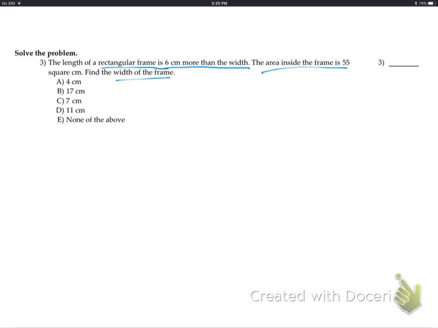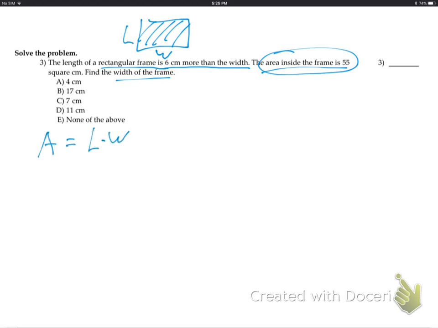So we're talking about area. So what's the area formula for a rectangle? Space inside a rectangle. Width, length. So area is length times width. Okay, and notice what it says right here. The length is, so L is 6 added to width. So we have two formulas. So the area 55, let me plug that in right here.